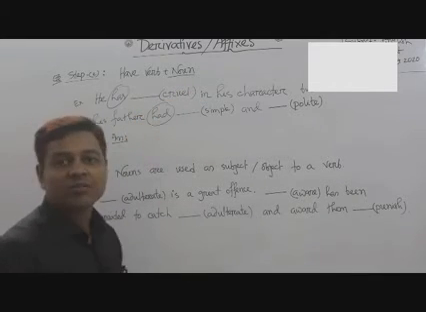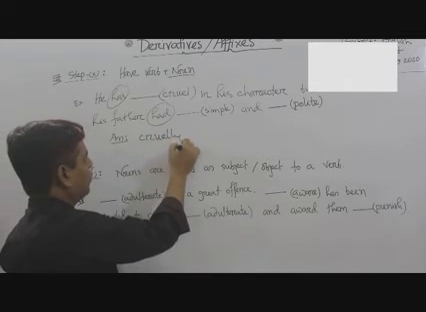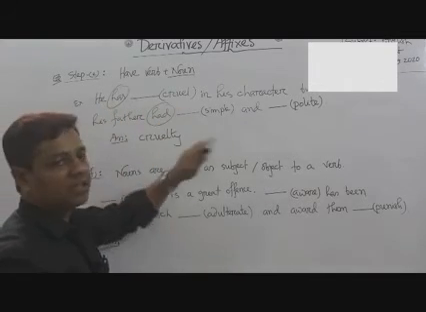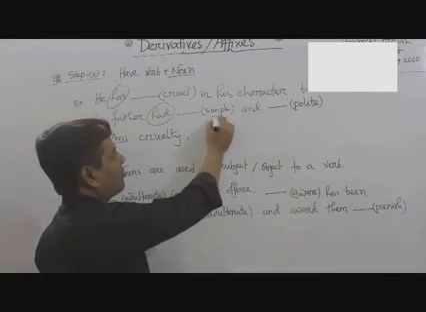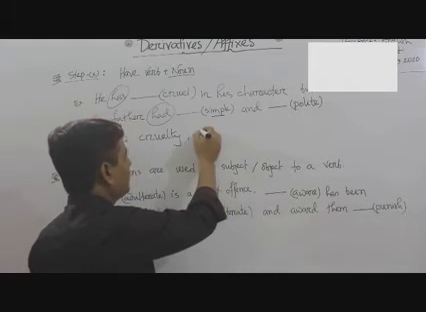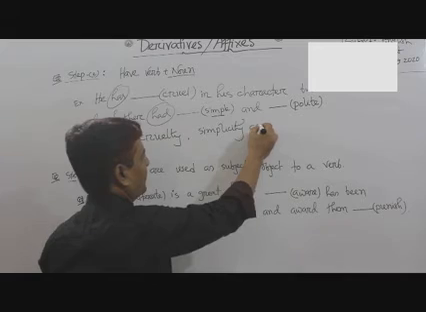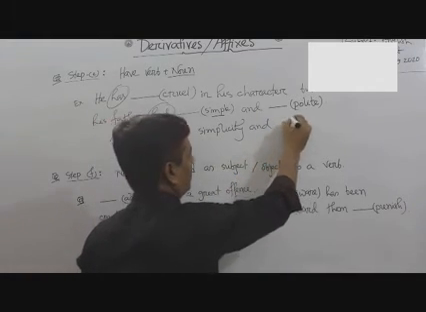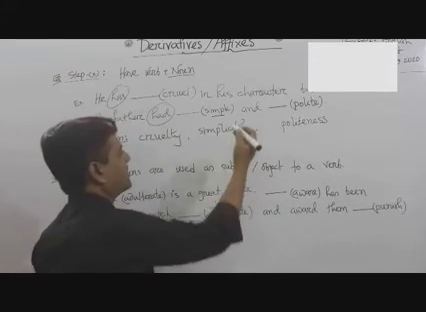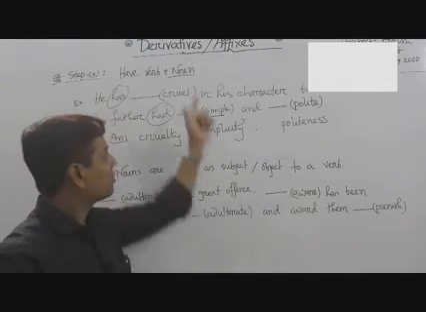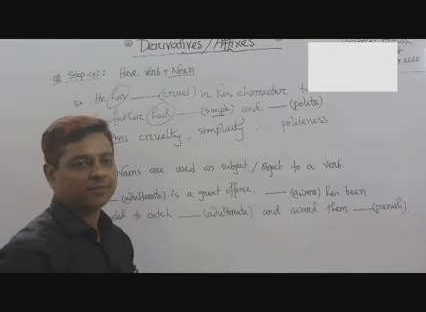He has cruel. The noun form of cruel is cruelty, C-R-U-E-L-T-Y. He has cruelty in his character, but his father had. The noun form of simple is simplicity. Simplicity and politeness. His father had simplicity and politeness. So here we see that nouns are used just after have verbs.